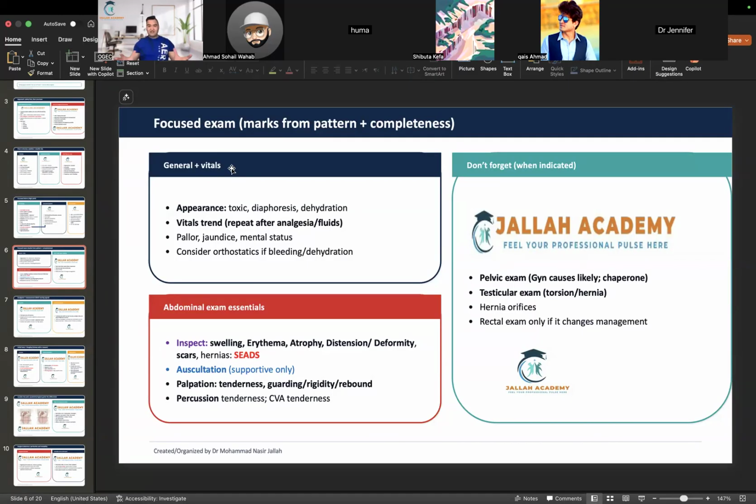This is basic stuff that you need to do before engaging with the patient, because you cannot touch the patient unless the patient says, I'm okay, let's do it. So you have the general consent, now you can start. So appearance: you have a general inspection, then you have a focused inspection. Always start with a general inspection.